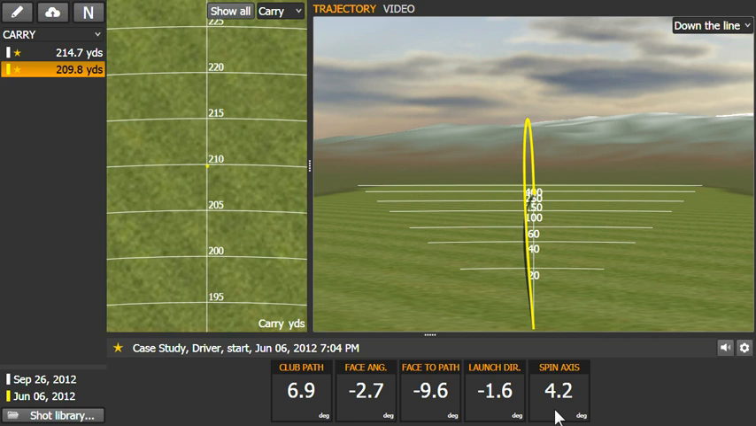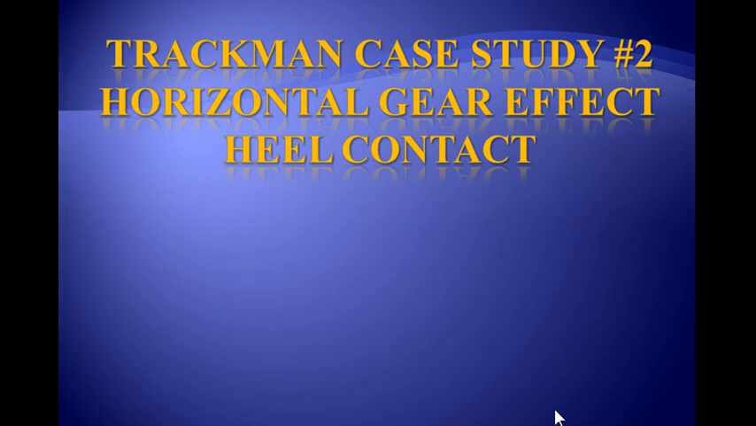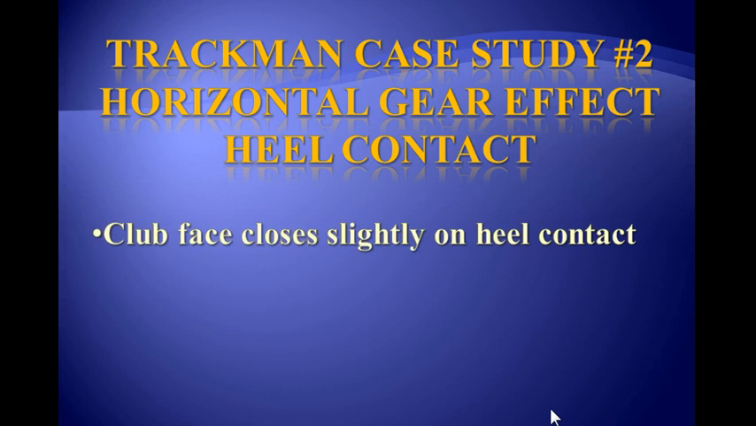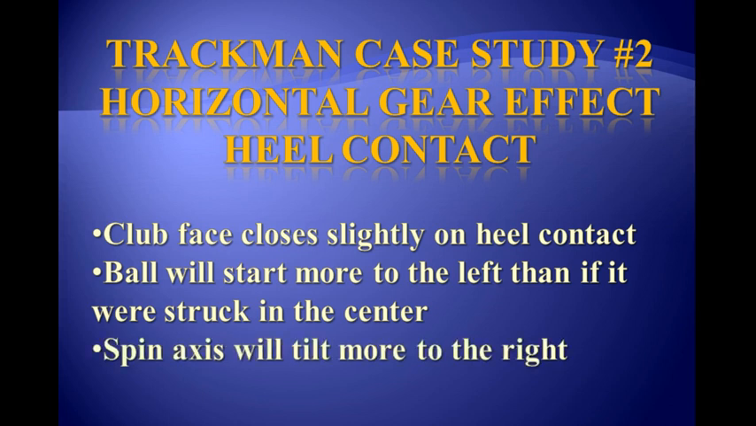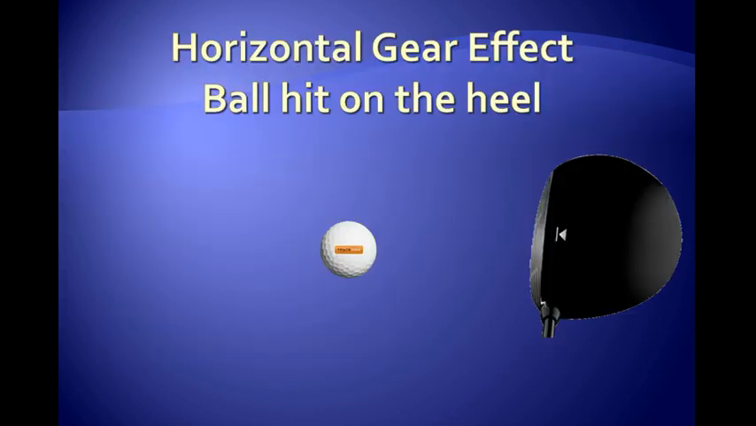So what happens when you hit it on the heel? The club face closes slightly on heel contact, and that's due to the off-center hit and the twisting of the club. The ball will start more to the left than if it were struck in the center, and the spin axis will tilt more to the right. So let's take a look at what happens here in slow motion.